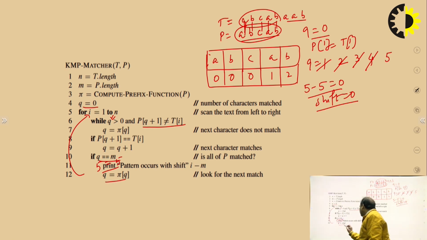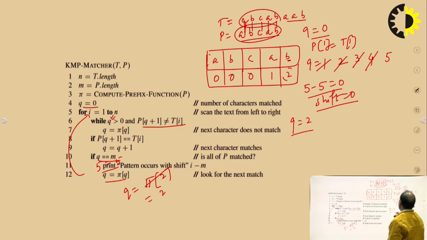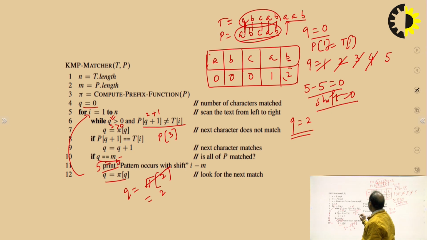After getting this shift, you have to reset the value. Q is pi 5. Pi 5 is going to be 2, so this value Q is going to be 2. Clear? This is where we are. Now we start again. I is still remaining; three characters are remaining. 3 greater than 0, yes. Q is 2 here, 2 greater than 0. And P of Q plus 1, that is 2 plus 1, P3. Let us say P3 is not equal to T of this, 1, 2, 3, 4, 5, 6. T6. Let us check: P3 is C and T6 is A. Yes, correct.